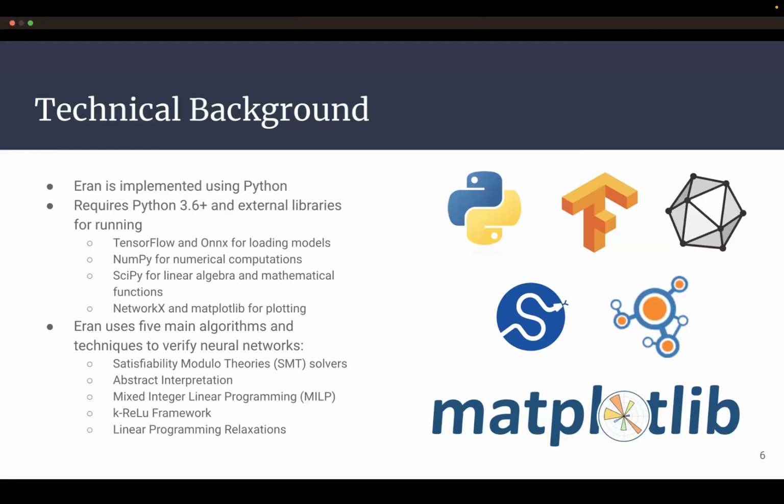The fourth technique that ERAN uses is the K-ReLU framework. The framework is a method for handling the nonlinear nature of ReLU activation functions in a piecewise linear manner. It approximates the activations by unfolding them into multiple linear constraints, which is done to linearize the nonlinear behavior of those functions. This technique refines the analysis and tightens the bounds on neuron activations, and through this, it improves the accuracy and effectiveness of the neural network verification process.